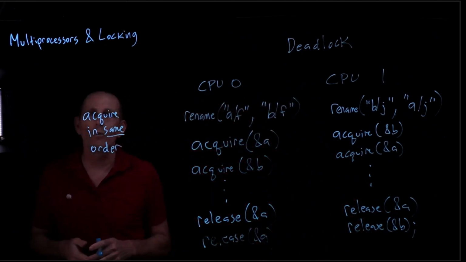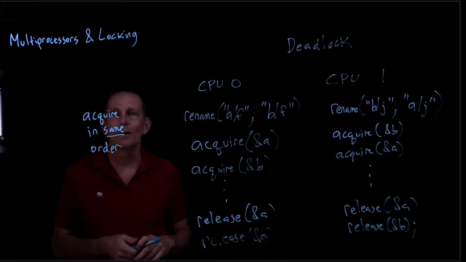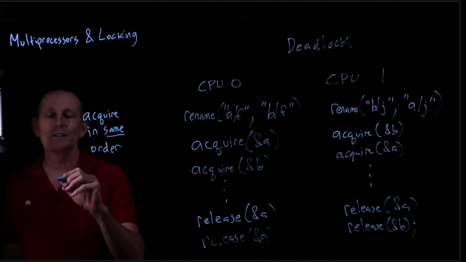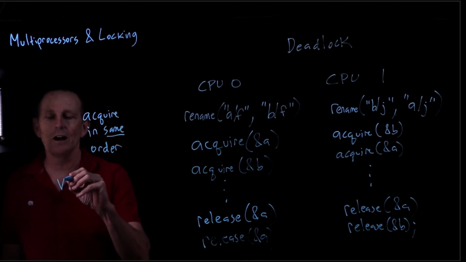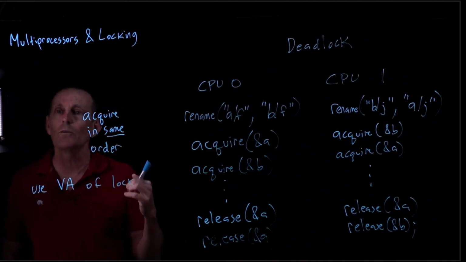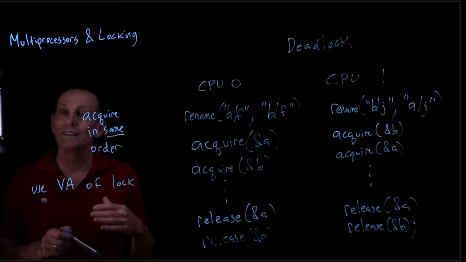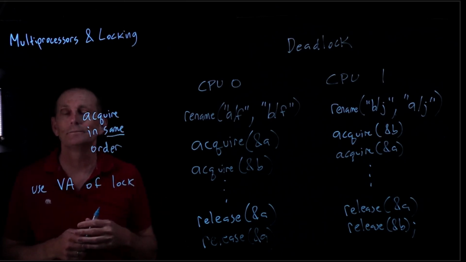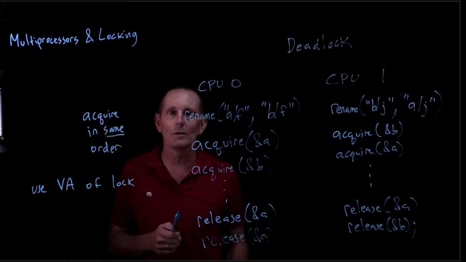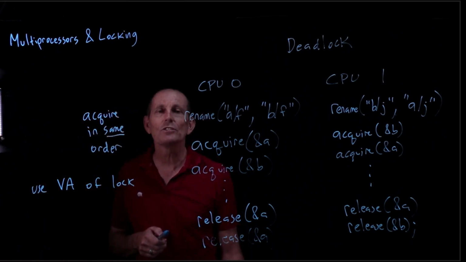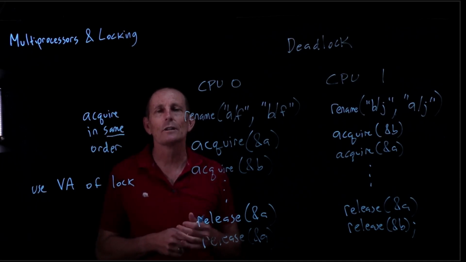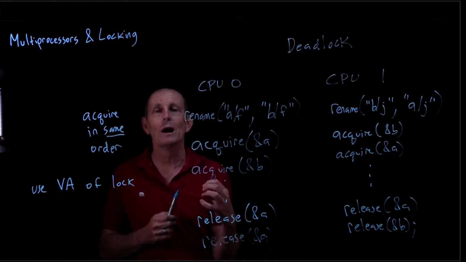You have to determine kind of what an order means. One possibility might be, for instance, the virtual address of the lock. Okay, we know that provides some ordering. It can be complicated. Avoiding deadlock, unfortunately, can be a complicated problem. Sometimes also, locks can tend to break abstraction, right? Because it's hard to know which locks are acquired by each module, let's say.